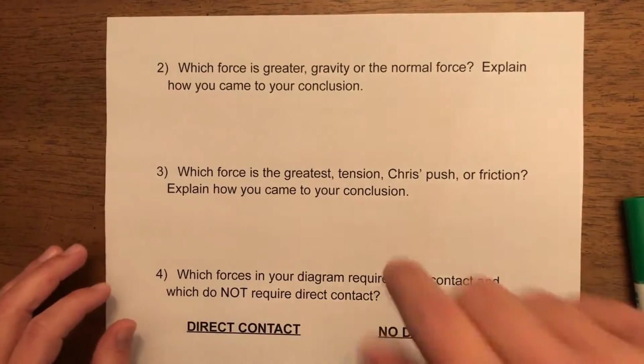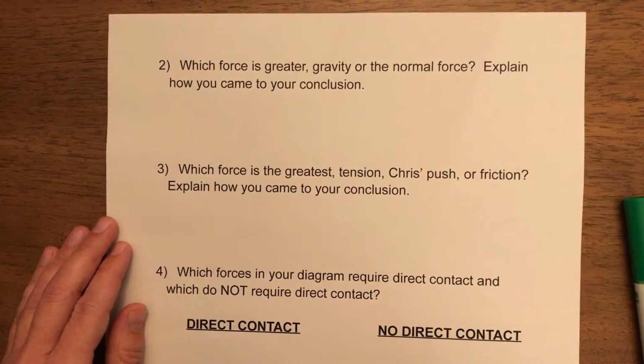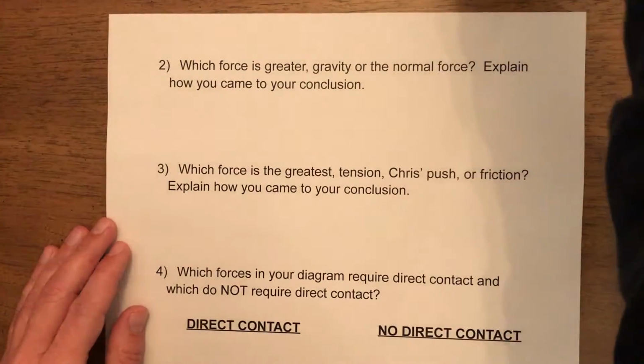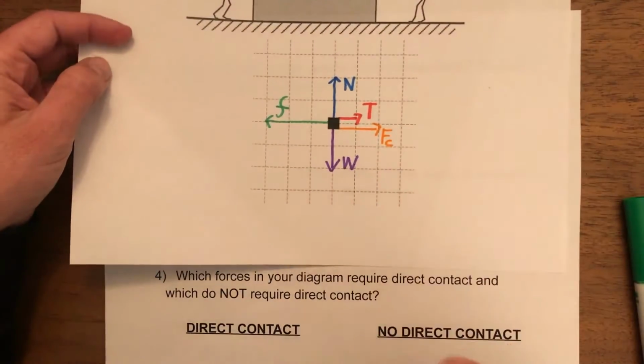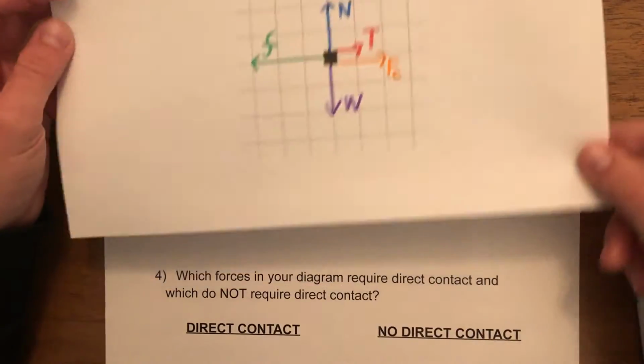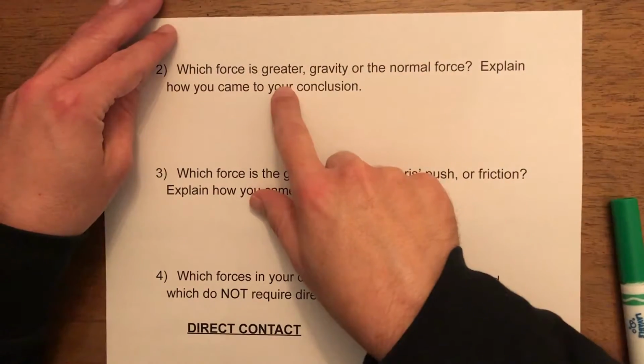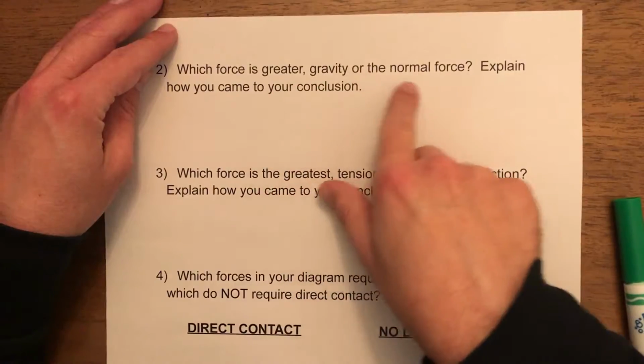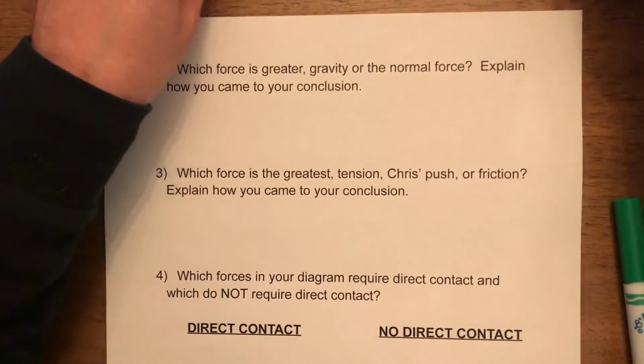Okay, welcome back here. Let's look at these questions we have about our diagram that we already have. So now hopefully everyone's got the right diagram, even if you drew it incorrectly before. So the second question says, which force is greater, gravity or the normal? Explain how you came to your conclusion.